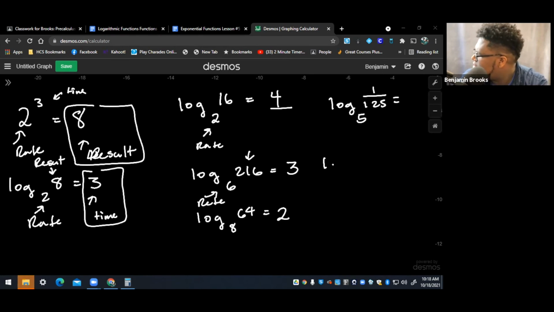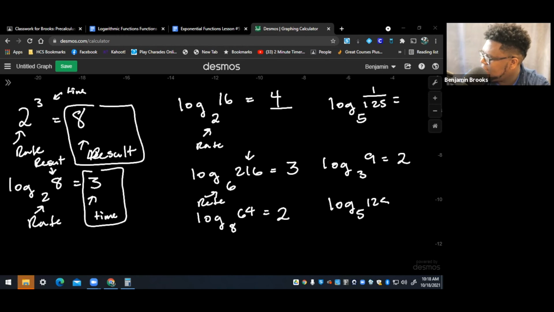All right, before I do this last one, I'm going to give you one more quick and easy one. So what about log base 3 of 9? So it would be 2. Why, guys? 3 squared is 9. All right. What about log base 5 of 125? 3, right? Log base 5 of 125 would be 3.